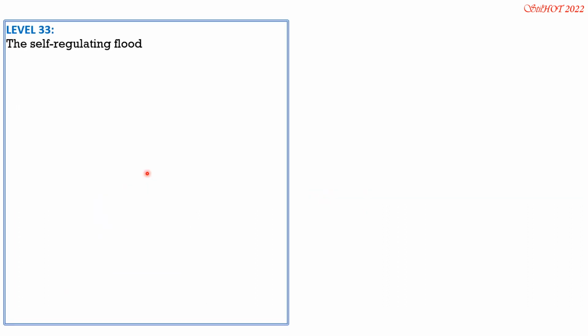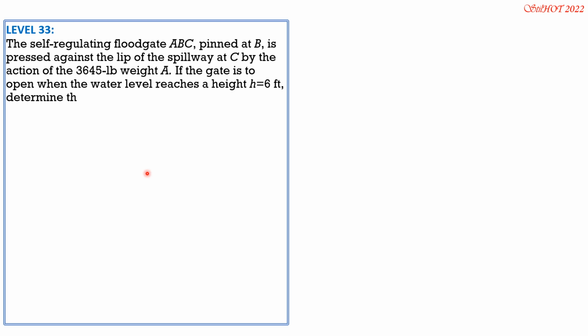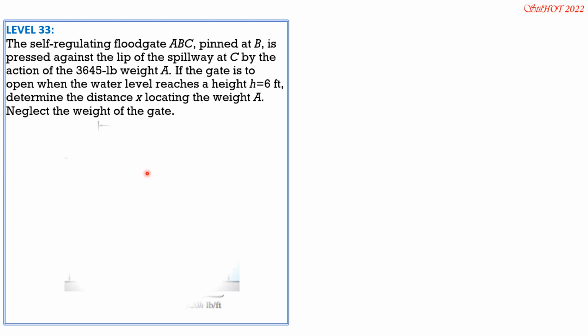The self-regulating flat gate ABC pinned at B is pressed against the lip of the spillway at C by the action of the 3645-pound weight A. If the gate is just about to open when the water level reaches a height h of 6 feet, determine the distance x locating the weight A. Neglect the weight of the gate.